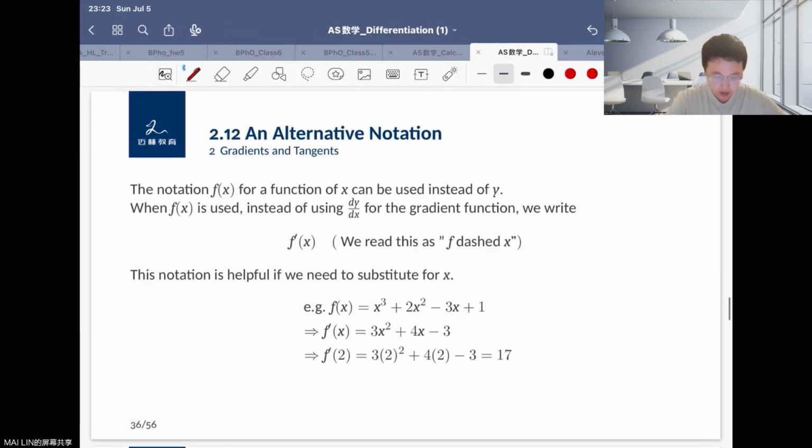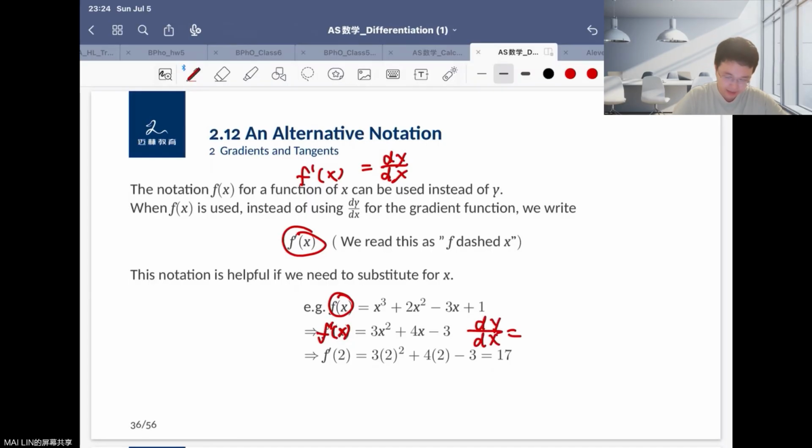Okay, but that is for the problem here. And also we can use another notation for this. Here you can denote the differentiation as f dot x, okay? So you can set that f dot x also equals dy over dx, okay? That is it. So for example, f(x) equals x cubed plus 2x squared minus 3x plus 1. First you can set the differentiation with respect to x as f dot x, which is 3x squared plus 4x minus 3.